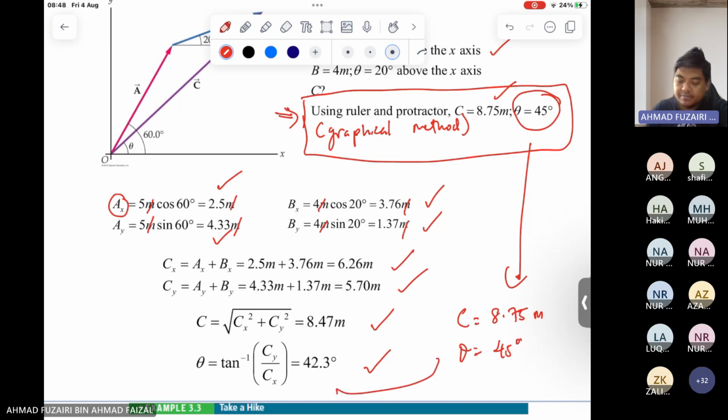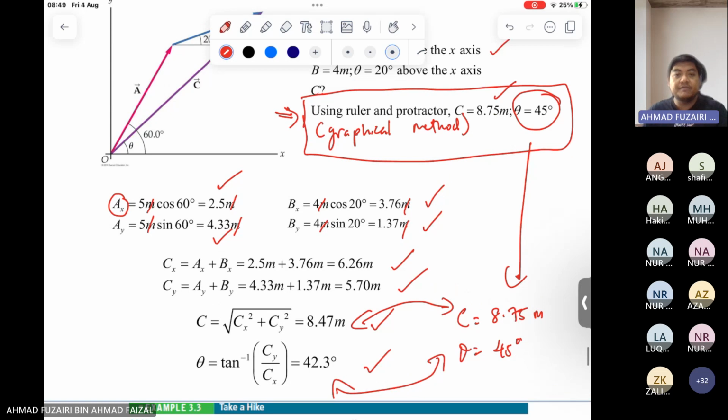Ada perbezaan dia, nampak? Which one is more accurate? Jawapan dia ialah, of course, the components. Because component, we calculate every vectors. We calculate dia setiap satu. And of course, bila kita calculate menggunakan graphical method, maybe there is some error happens during the drawing. Kan? Kadang-kadang kita tersalah angle, kita tersalah measure ruler dan sebagainya. So that's why akan ada error dalam graphical method. But when you use the components, you should get the correct value.